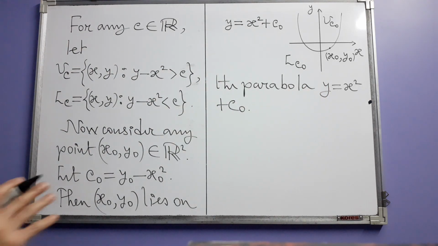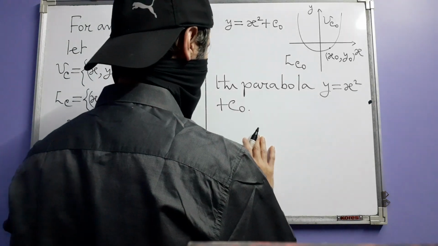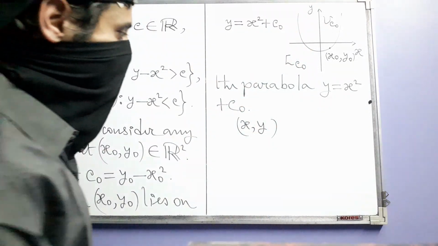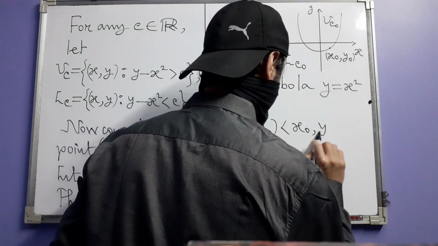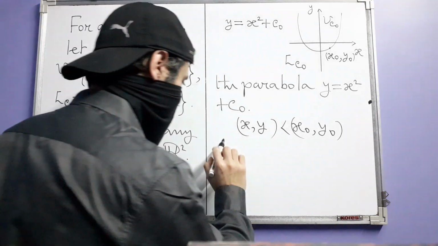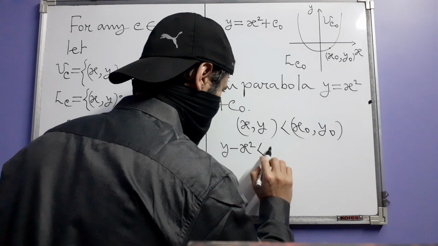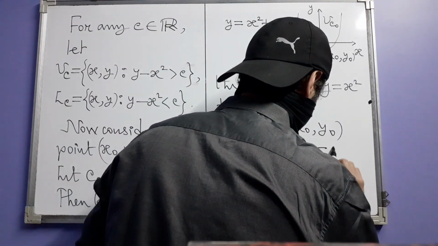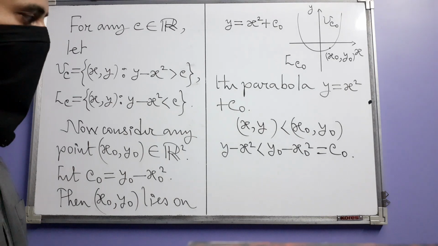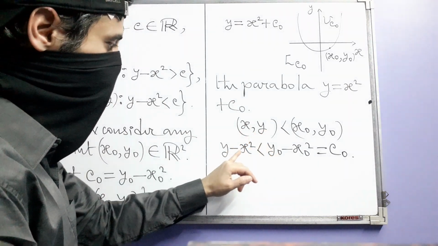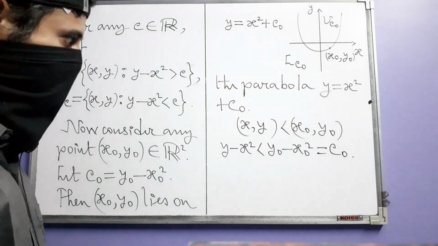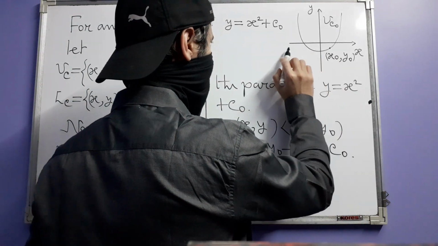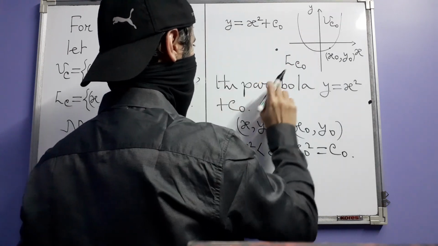Okay. Now, what does our order relation say? Our order relation tells us that, say, you have any point x comma y on the plane, then this is less than x naught comma y naught if either y minus x square is less than y naught minus x naught square, which according to our notation is c naught. So if x comma y is a point for which y minus x square is less than c naught, then x comma y will be less than x naught comma y naught. Now you can see that that is the case with all points which lie, for example this one, outside the parabola in this region L C naught.